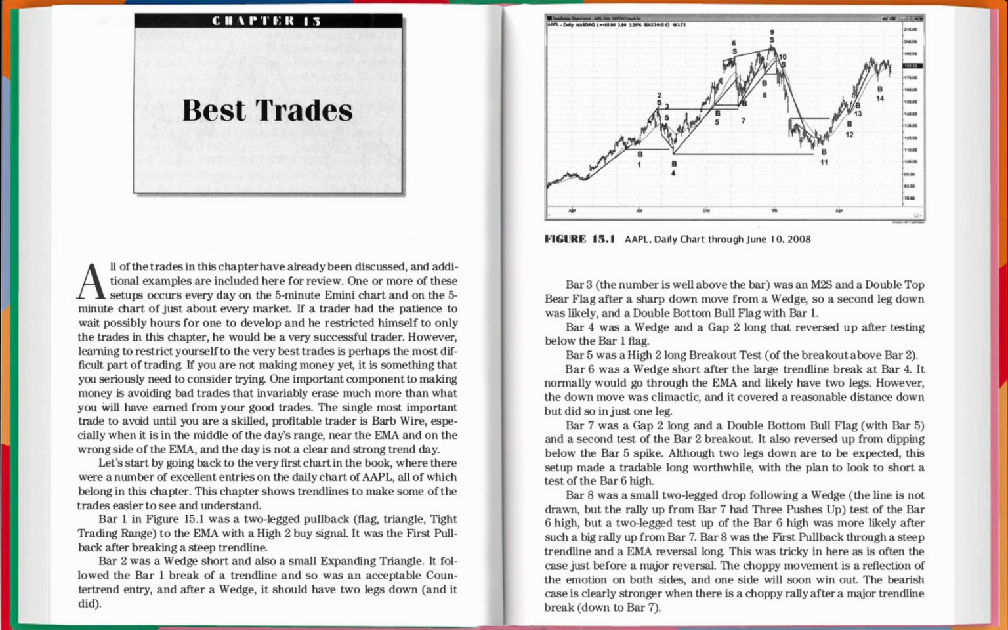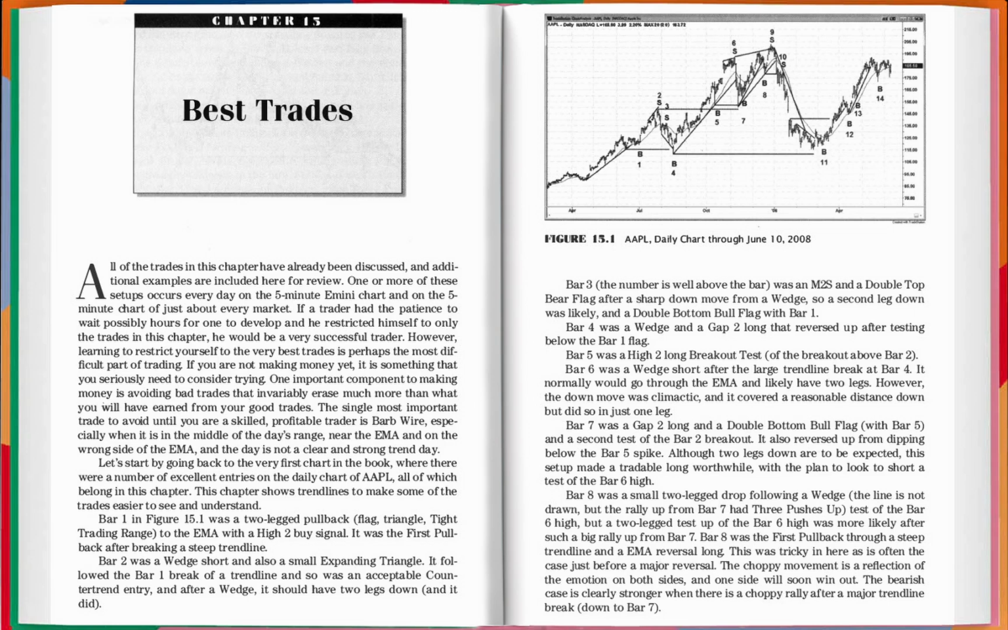The line is not drawn, but the rally up from bar 7 had 3 pushes up to test the bar 6 high. But a 2-legged test up of the bar 6 high was more likely after such a big rally up from bar 7. Bar 8 was the first pullback through a steep trend line and an EMA reversal long. This was tricky in here, as is often the case just before a major reversal.